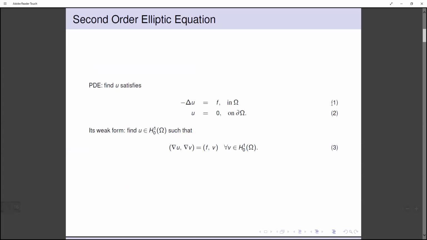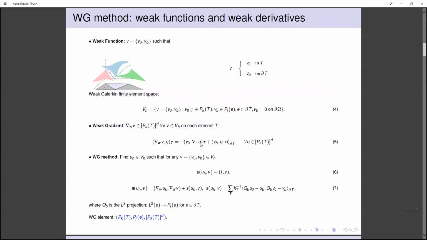Here we use equations 1 and 2 as our PDE model problem for simplicity. And equation 3 is a variational form for equations 1 and 2. Equation 3 is the starting point for the finite element method. Next, let's see what the WG method is.